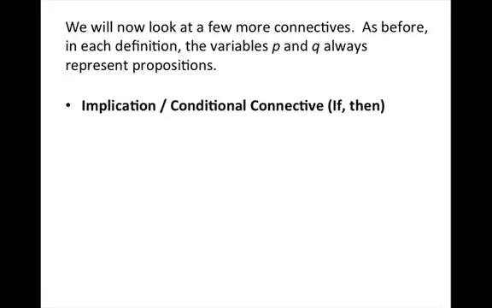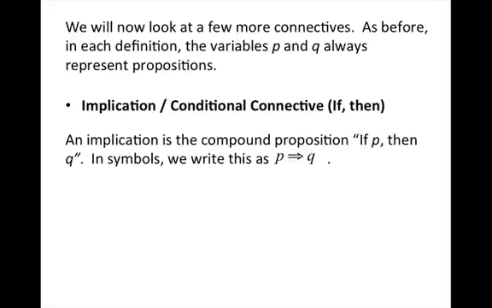First, let's look at the implication. This is also called the conditional connective, and it's associated with the words if-then. An implication is the compound proposition if P then Q. And in symbols, we write this as a double-lined arrow. Some books vary. Some books use a single-line arrow for this.